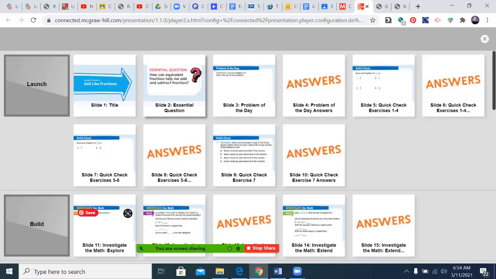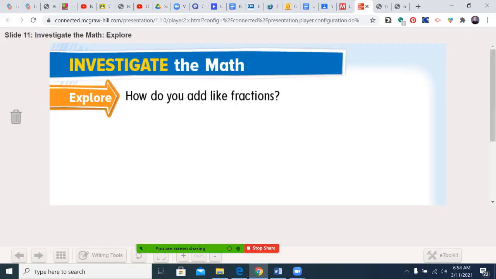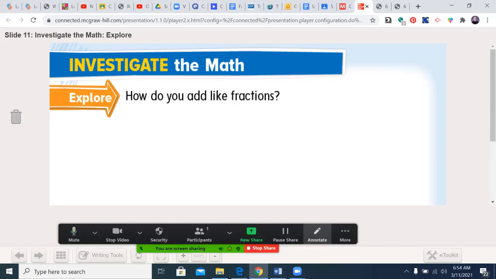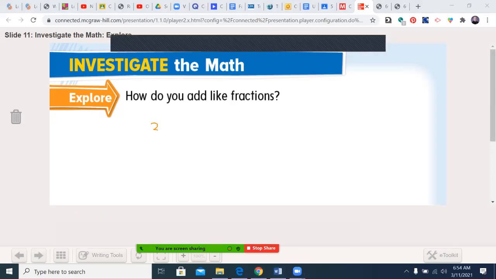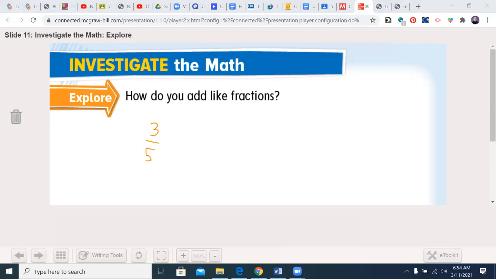Let me begin here with the part that is not in the textbook. How do I add like fractions? Long story short, I add the numerators. So let's get a pencil. Go 3/5 plus 1/5. So I add the numerators. Numerators are the top numbers. 3 plus 1 is 4. I do not add the denominators, nor will I ever subtract them.